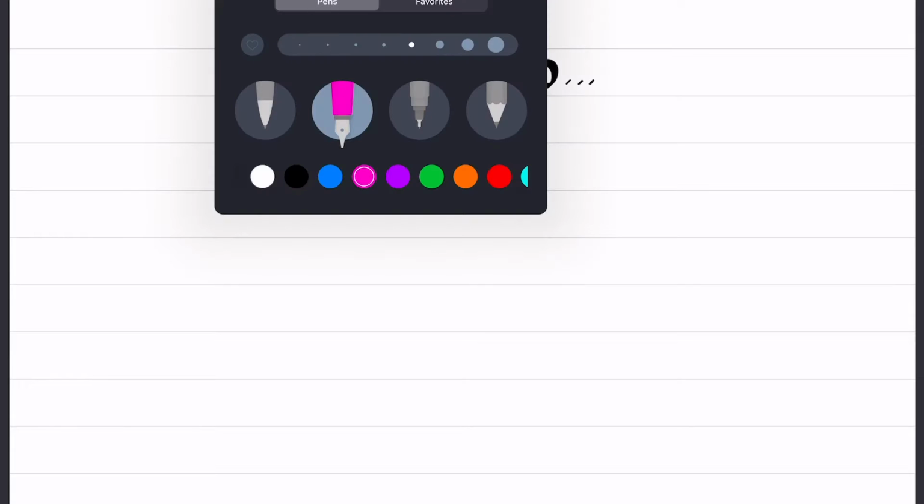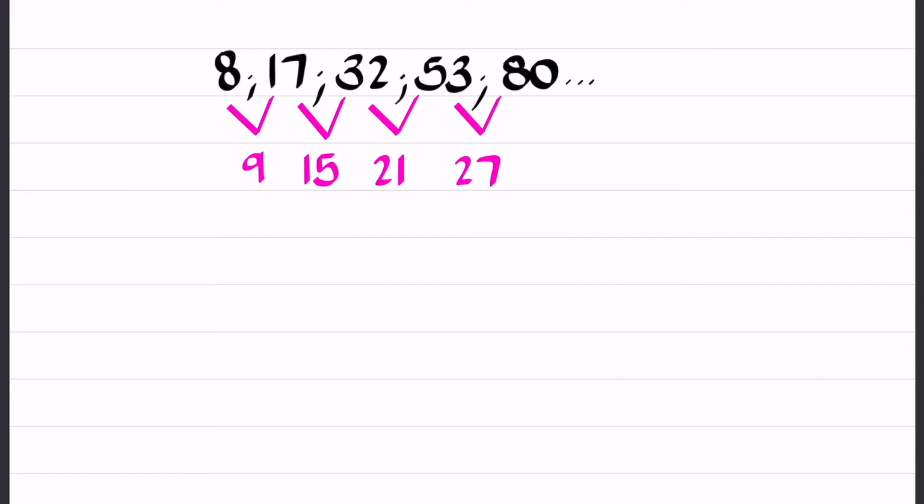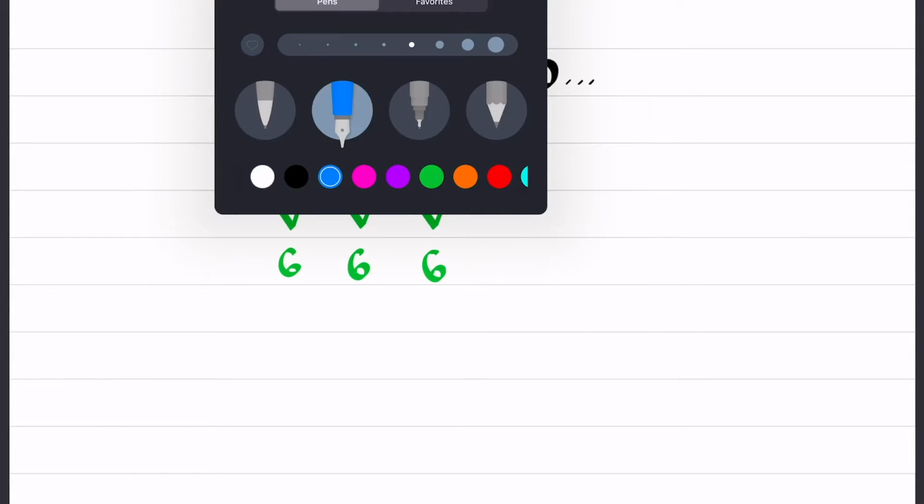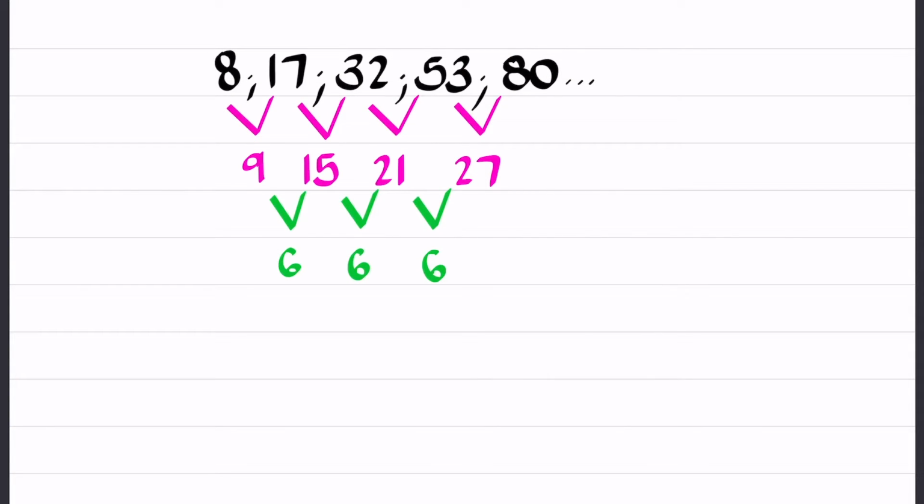So we can see that we don't have a constant first difference, so now we're going to look for our second difference. So for our second difference, 15 minus 9 is 6, 21 minus 15 is 6, and 27 minus 21 is also 6. So now we have a constant second difference. So now I'm going to circle the first term of each of my rows.